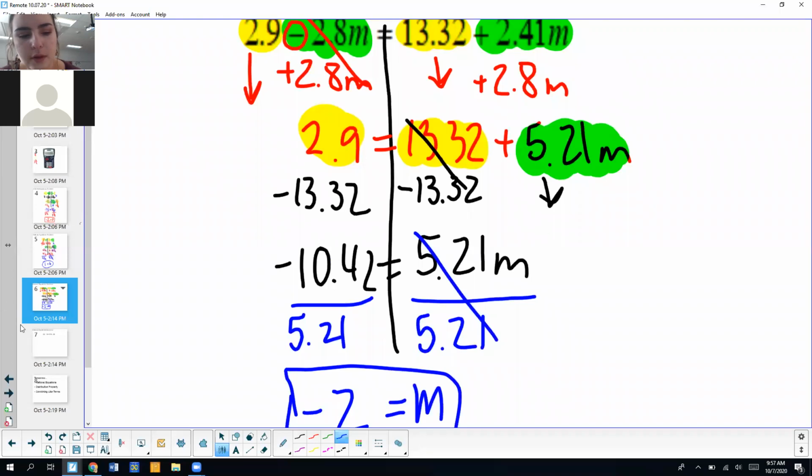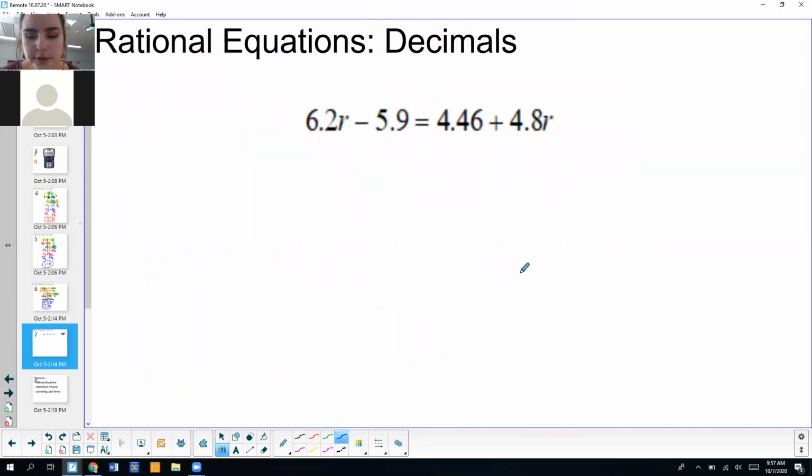All right. We're gonna move on to the next one. So I've got 6.2r minus 5.9 equals 4.46 plus 4.8r. So make sure you get this one written down.